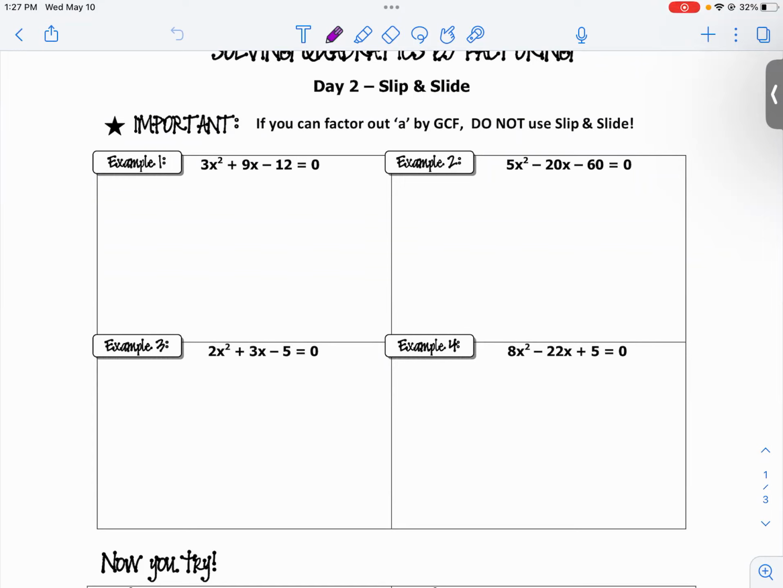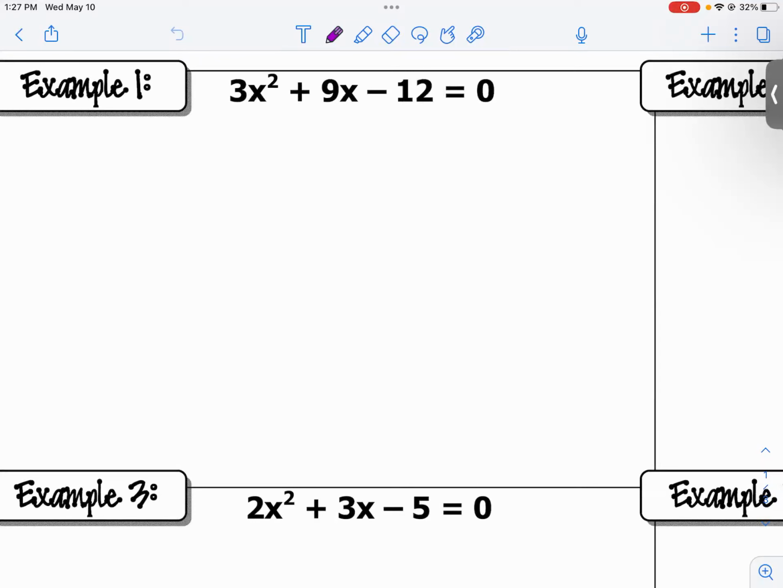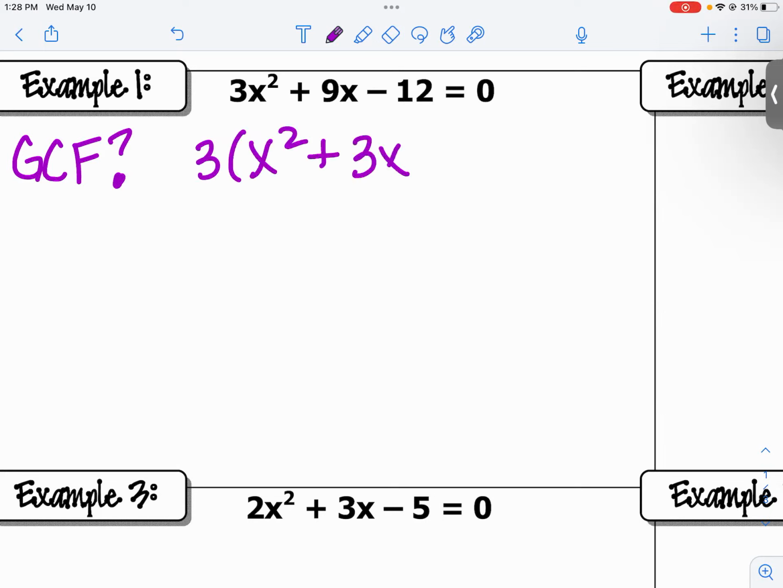But on page 24, we're going to do some problems together. Okay? Because guess what? We're not always going to have a coefficient of 1. So example 1. What in chapter 8 did I tell you to look for first when we factor? A GCF. Is there a GCF? There is a GCF of 3. Left over is x squared plus 3x minus 4.